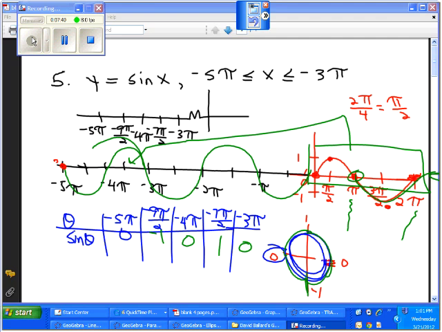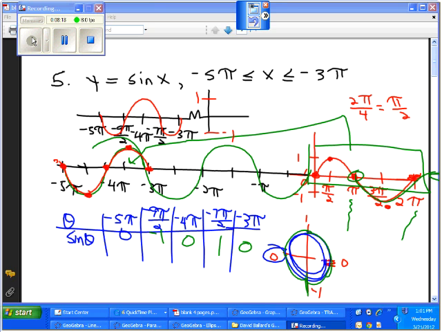At negative 5 pi, we're at 0. At negative 9 pi over 2, we're at negative 1. At negative 4 pi, we're at 0 again. At negative 7 pi over 2, we're at positive 1. At negative 3 pi, we're back to 0. And so I've graphed the sine wave in the interval of negative 5 pi to negative 3 pi. It would be down and up and down and up, and this would be positive 1, and that would be negative 1. Okay?